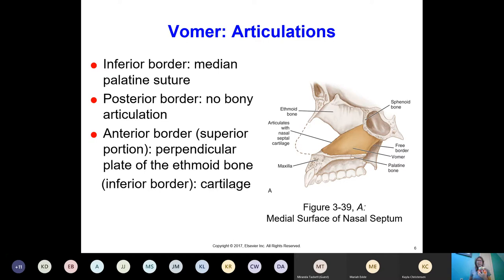And the anterior border, or the front part, which is the part you really care about for now, is the perpendicular plate of the ethmoid bone. The perpendicular plate of the ethmoid bone is this thin little white plate that comes down in the middle of the nose. It's perpendicular because it forms a T with the base. It's a plate because it's flat, and "of the ethmoid bone" means it's on the ethmoid bone. Does that make sense? You can see the little green bone meeting with the white bone. That white bone is the perpendicular plate of the ethmoid bone. Any questions on that?